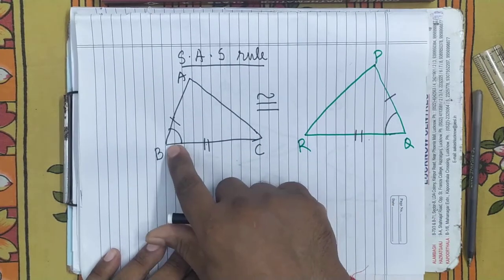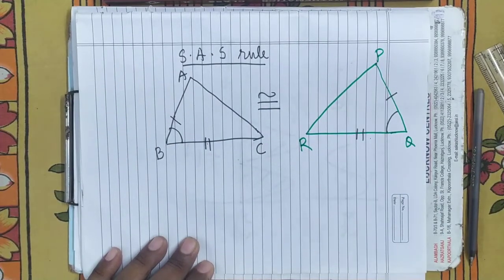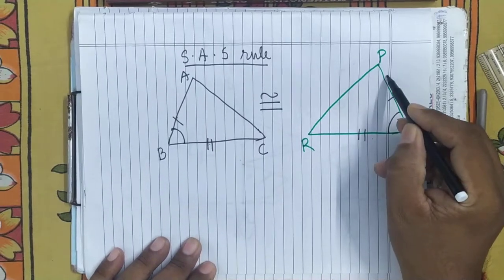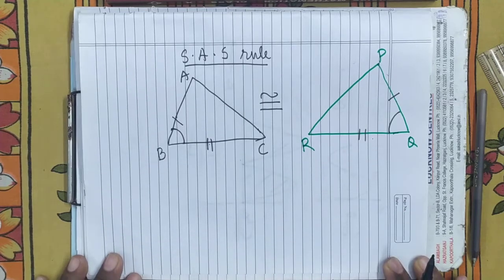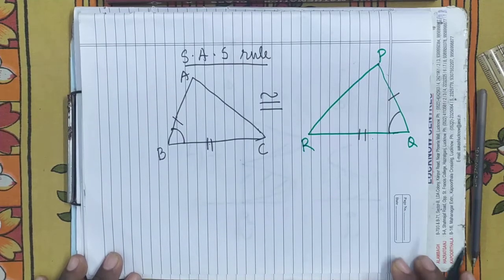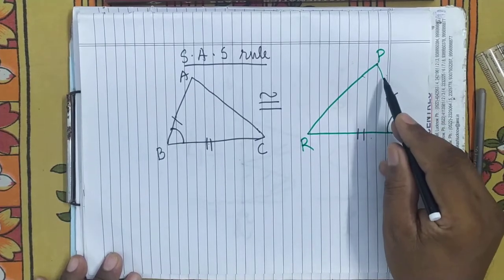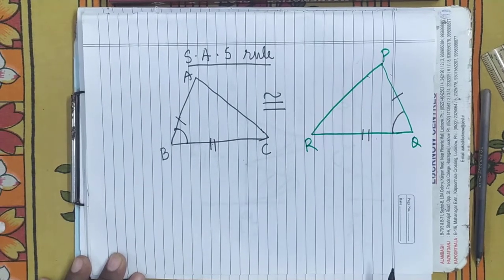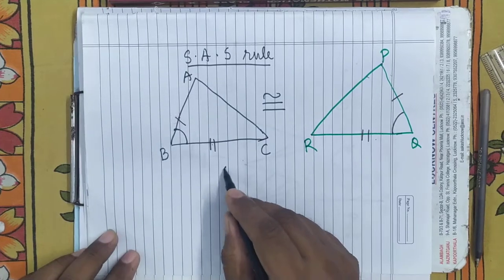Suppose in the same question it is given angle B equals angle P, then both the triangles will not be congruent. And why will they not be congruent? Because the angle is not the included angle. The angle is not included by the same pair of sides which are equal. Is it clear?